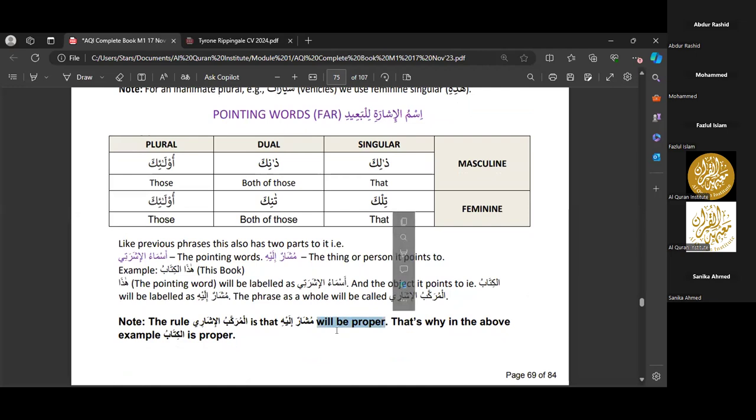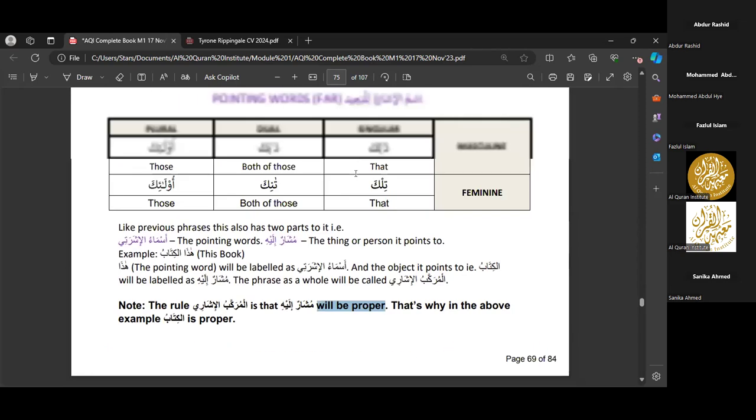By the action of pointing to it and saying this or that, and you're doing a hand gesture to the bottle or to whatever you're gesturing to, it will always make the thing that is being gestured to or pointed to ma'rifa and not nakira. It will be known. It will be proper. And this is probably the most important point of this lesson. I wanted to bring that at the beginning. That's the main thing of this lesson.